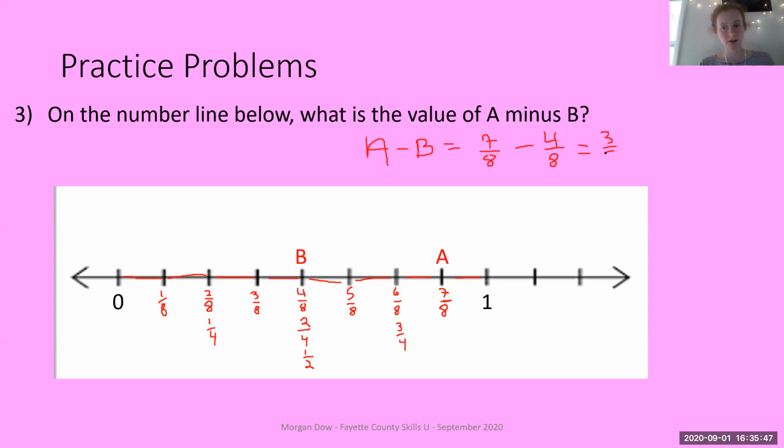But is it my final answer? I want to double check and see, can I simplify this? Is there a number that goes evenly into 3 and 8 other than 1? Nope. The only thing I could divide by is 1. I don't need to bother with that. So my final answer here is 3/8.